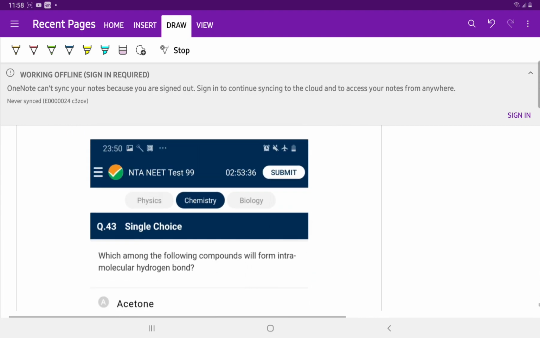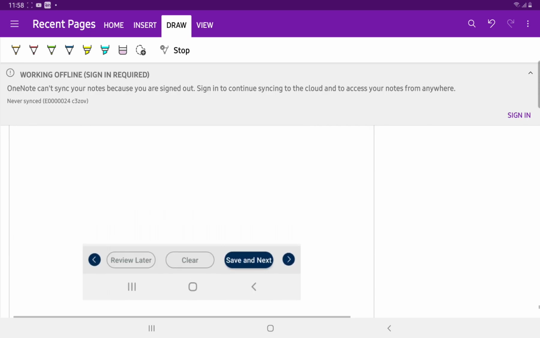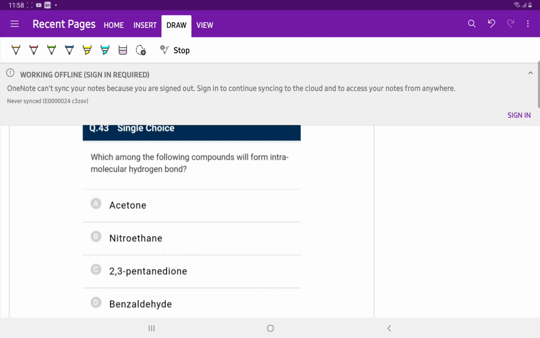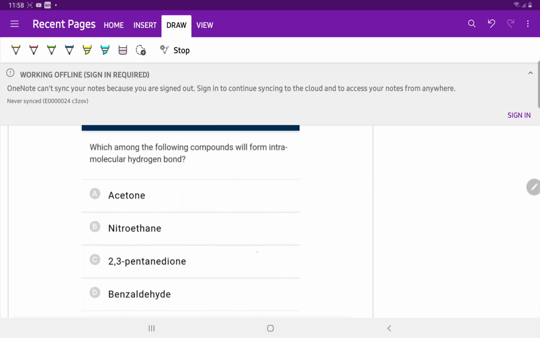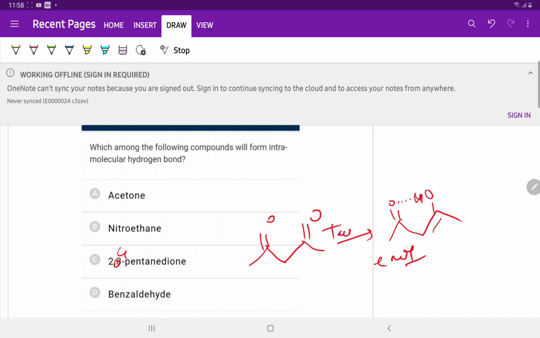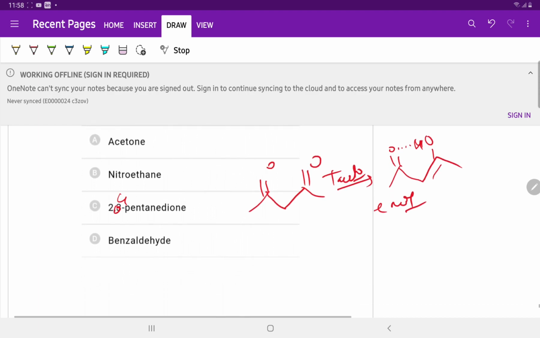Question number 43. Which among the following compounds will form an intramolecular hydrogen bond? 2,3 pentanedione, no, 2,4. This is a misprint. Intramolecular hydrogen bond in enol form. This is the enol form, and this is intramolecular hydrogen bonding in enolic form, tautomerized. So option C is correct.